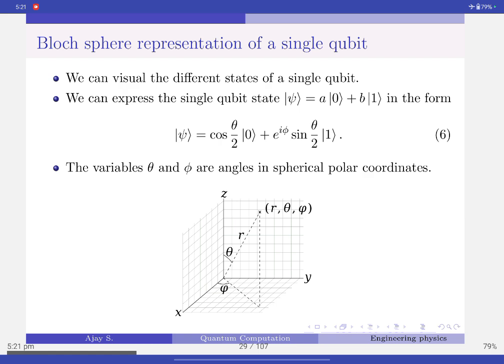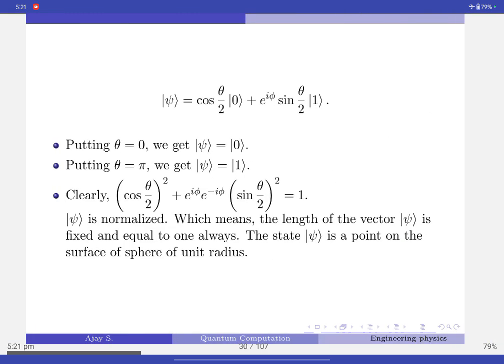Now let us represent these on a Bloch sphere. So by putting theta equal to 0, you get psi equal to ket 0, and by putting theta equal to pi, you get psi equal to ket 1. So these states 0 and 1 are situated where theta is equal to 0 and theta is equal to pi. We will visualize them shortly.